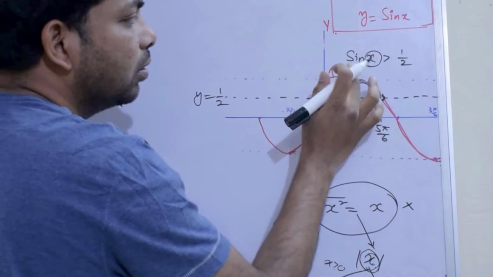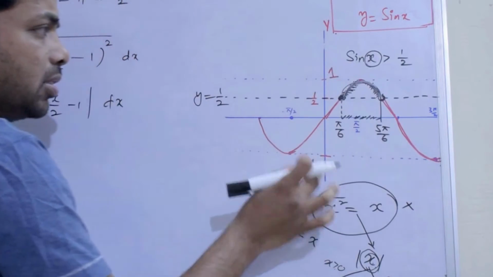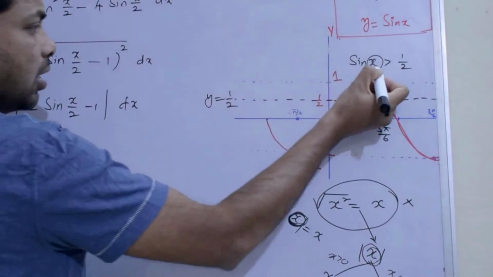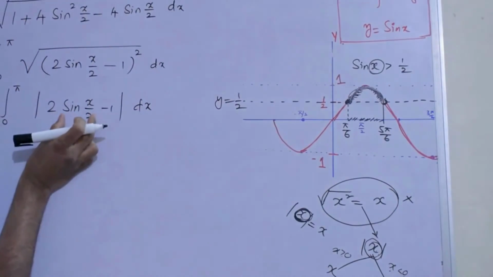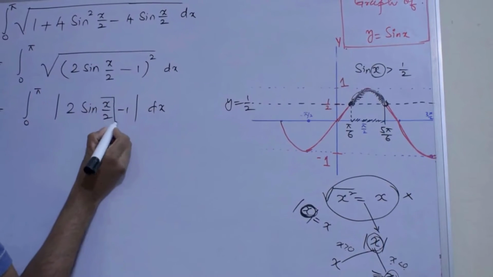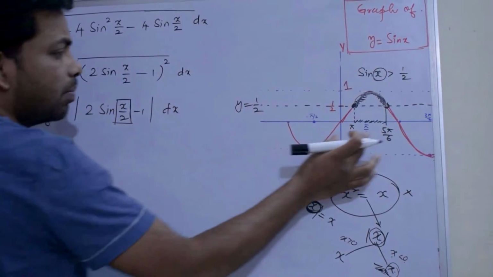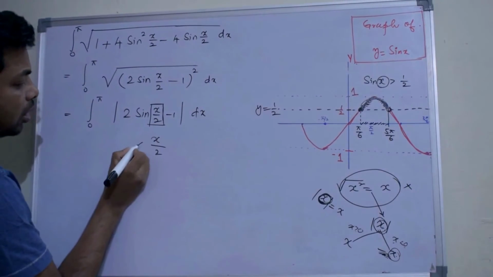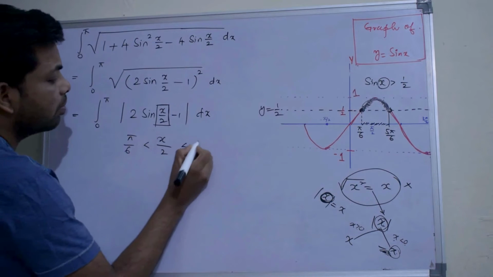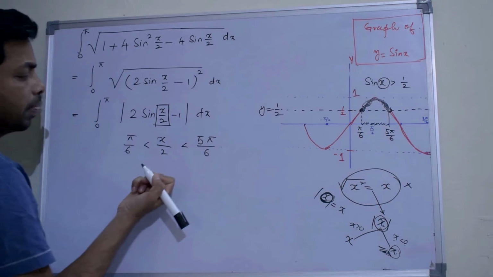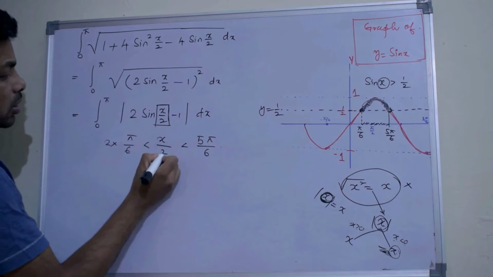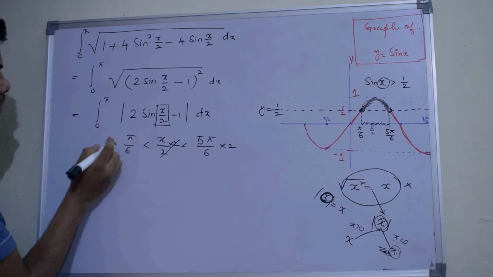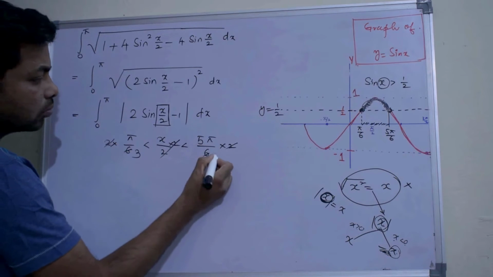So whenever the angle is in between pi by 6 to 5 pi by 6, the sine value will become more than half. But here, this is the graph of sin x, whereas we have sin x by 2. So whenever x by 2 is in between pi by 6 to 5 pi by 6, it is more than half. So x by 2 should be in between pi by 6 to 5 pi by 6 to become positive, right? Multiplying with 2, the x value lies between pi by 3 to 5 pi by 3.